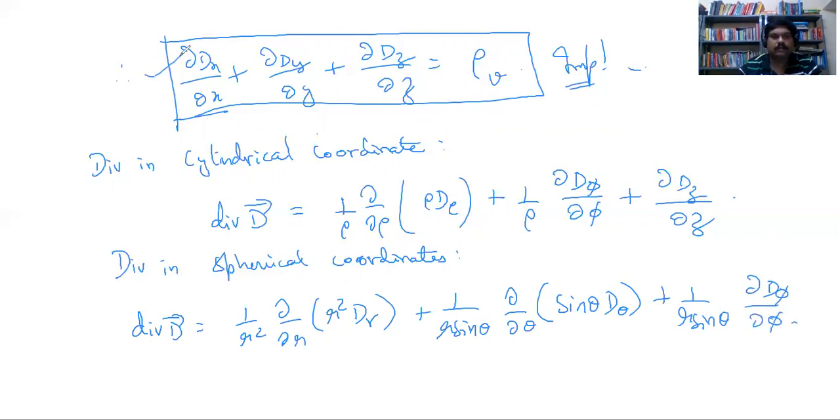So this is the divergence in rectangular, cylindrical and spherical. So you have to remember these three divergence formulas. Okay. We'll take up an example.